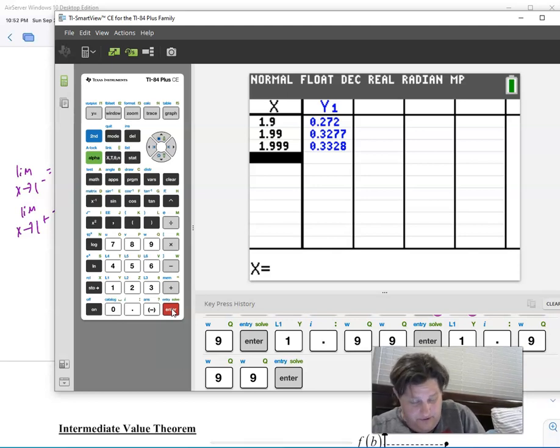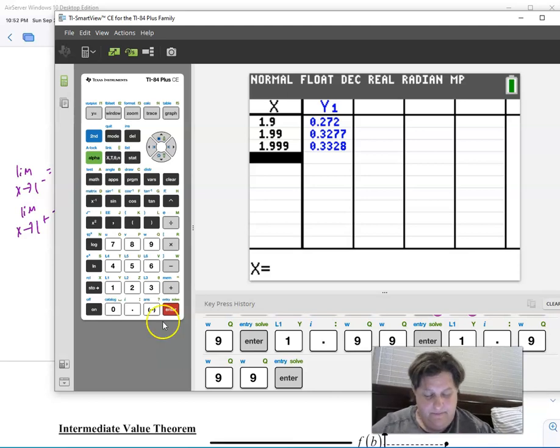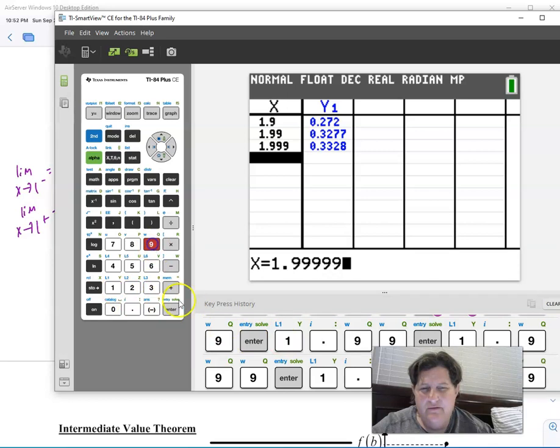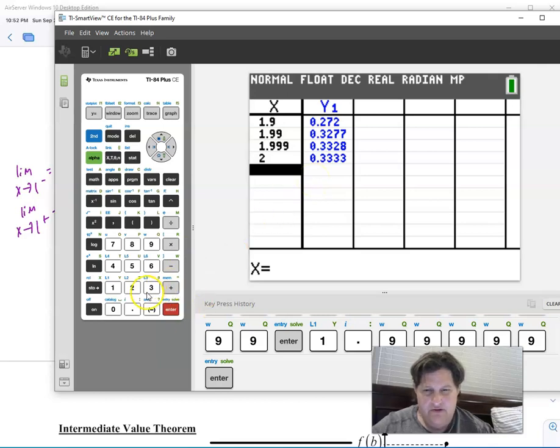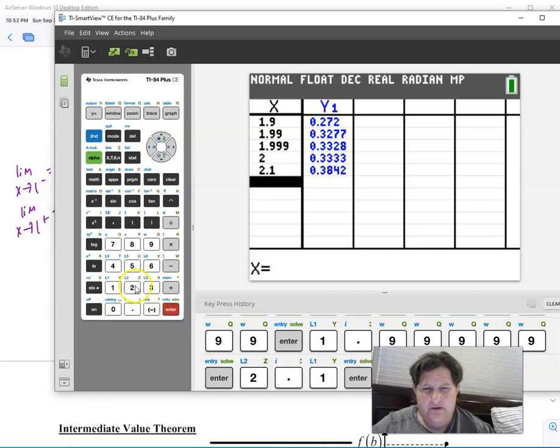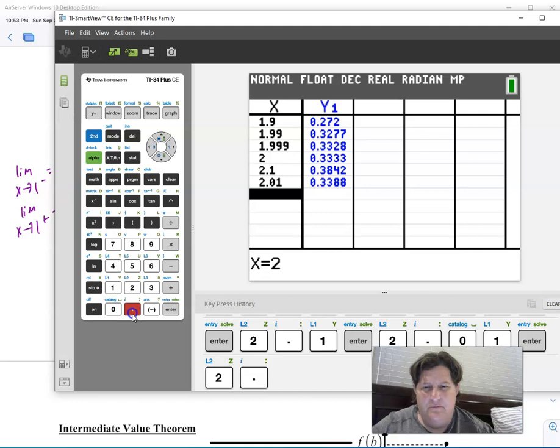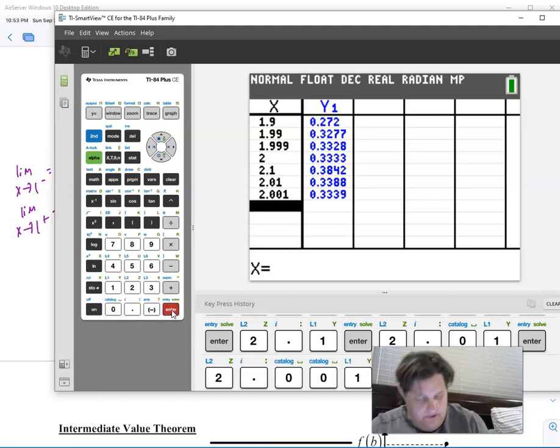I get 0.327 and 0.332. Okay? Let's do one more, even though it didn't ask for it. Just want to see something. 5 nines. Ooh, 0.33333. Okay, cool. Let's go from the other side. So 2.1. Hopefully this is backwards. 2.01. 2.001. Okay, so let me go ahead and fill in that table.